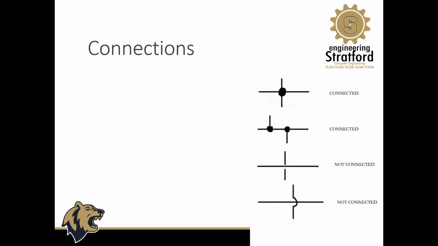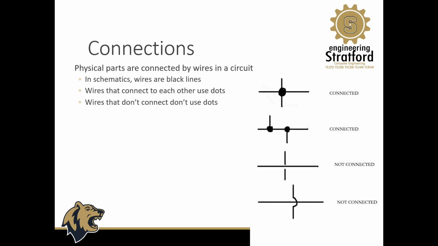So let's get into it. First of all, most circuits have connections. That's how you connect all the different pieces together. And connections are usually wires, and wires are represented in a schematic because they have to be.